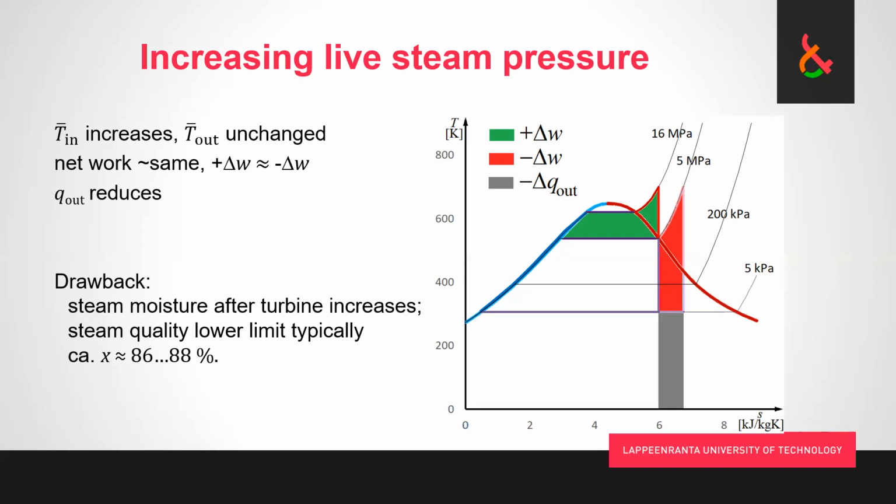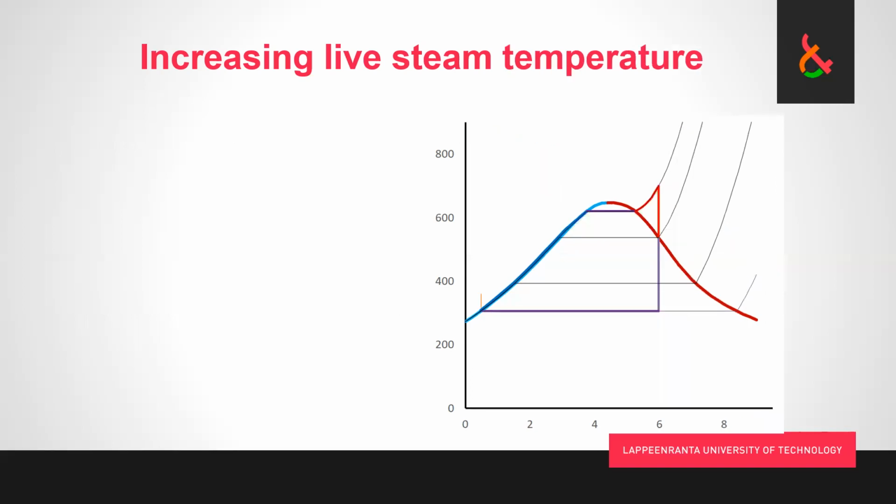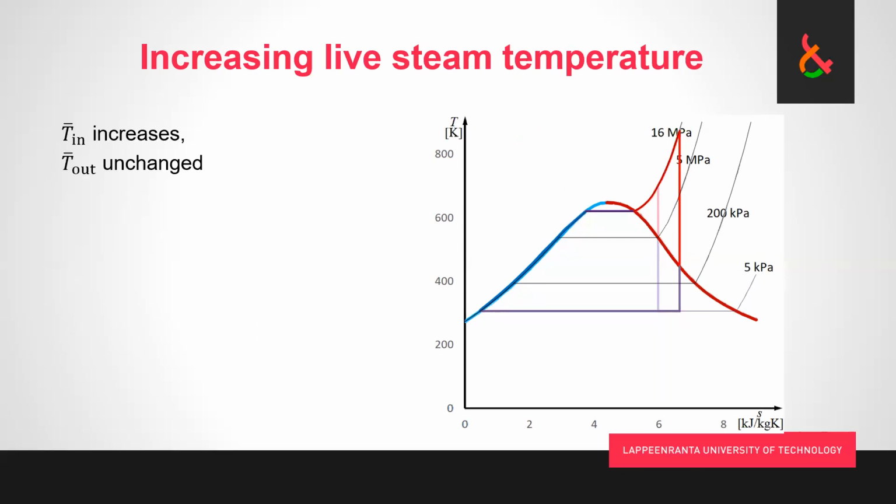But that's not really what we are focusing on yet in this lecture, at this part at least, so nothing more about that. So this is how live steam pressure can be used to increase the mean temperature of heat addition. Of course, the other obvious way to increase it is to simply increase the live steam temperature. So continuing from where we were in the previous version of the cycle, we add more temperature. Again, the clear impact is that the mean temperature of heat addition goes up, and still the heat removal temperature remains constant.